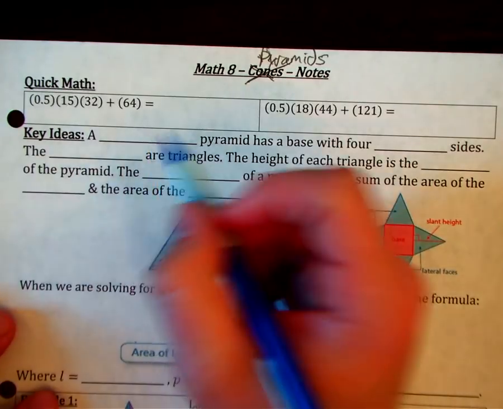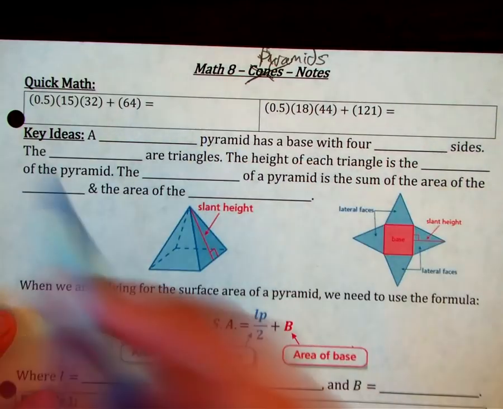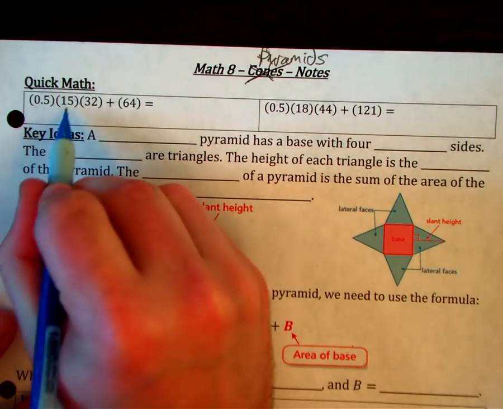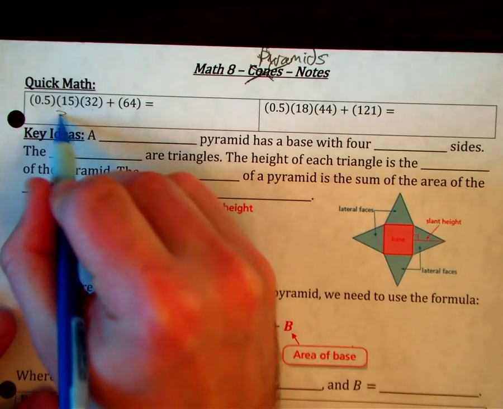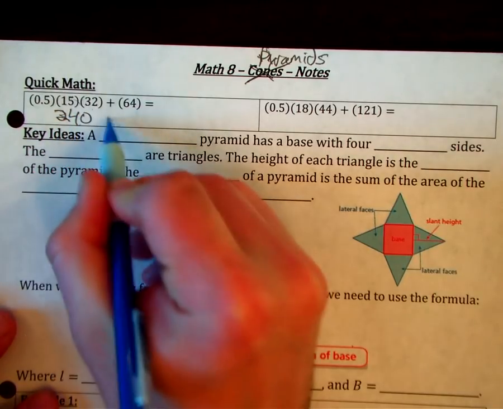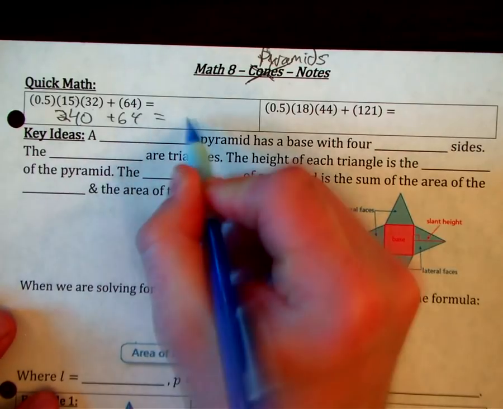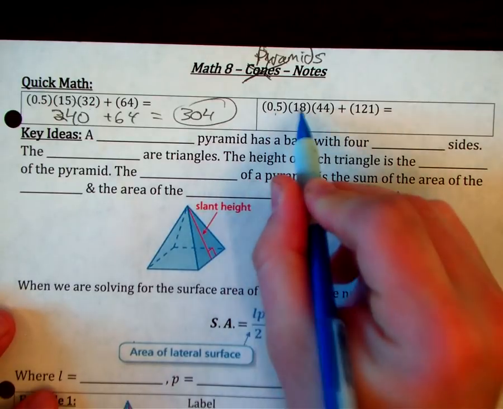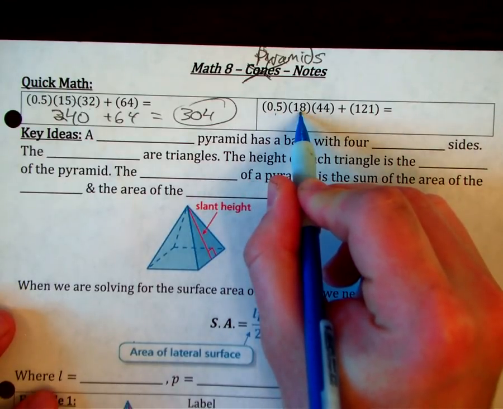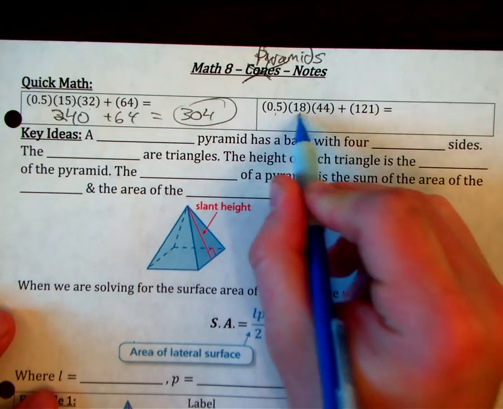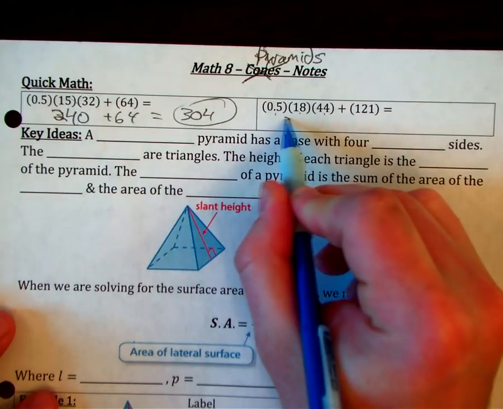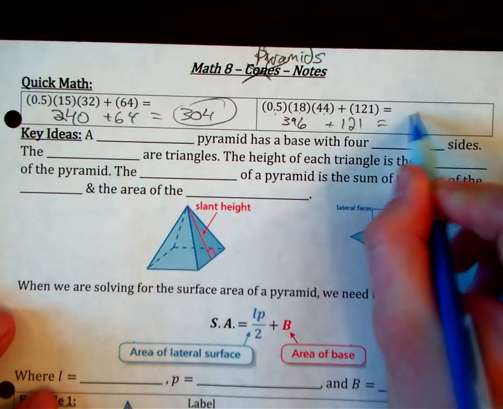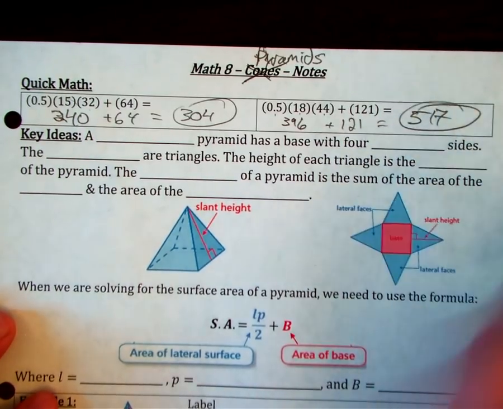So, to start us off, however, let's do some quick math. So let's do a little bit of multiplication and addition. So we're going to do 0.5 times 15 times 32, which is going to be 240. And then we're going to add 64 to that, which equals 304. And then we're going to do 0.5 times 18, which is 9. 9 times 44 is 396. And I add that to 121. So we get 517. Alright.